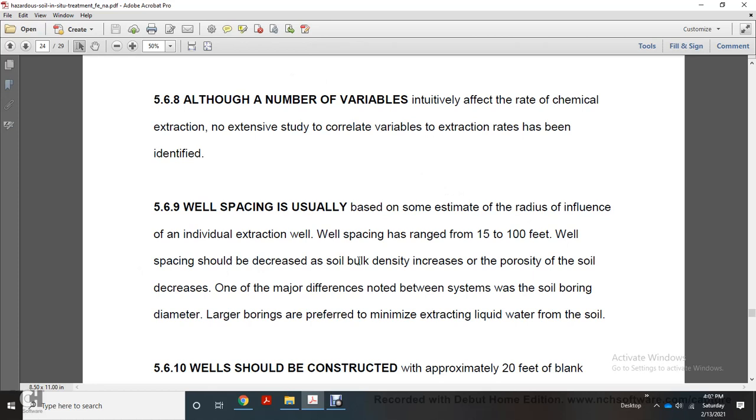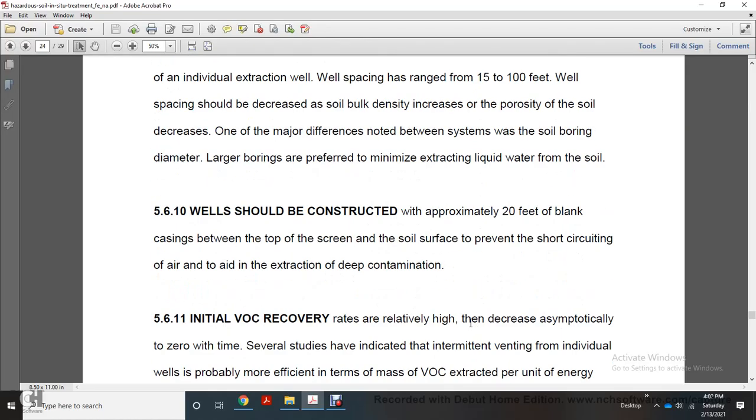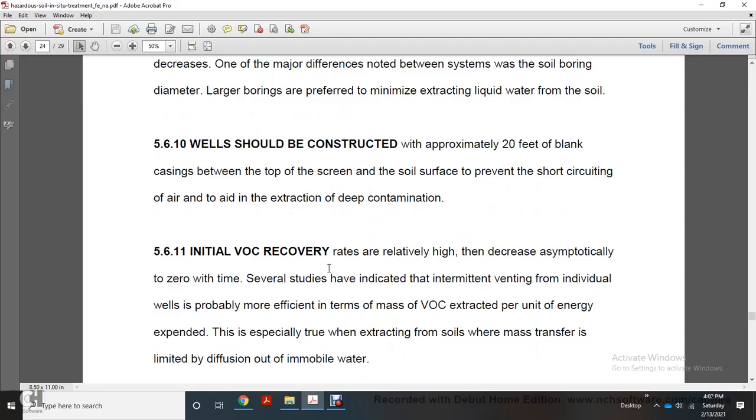Well spacing should decrease as the soil bulk density increases and the porosity of the soil decreases. One of the major differences noted between the soil systems is the soil boring diameter. A large boring is preferred to minimize extraction of liquid water from the soil. Wells should be constructed with approximately 20 feet of blank casing, with the top of the screen below the soil surface, to prevent short circuiting of air or to attract deep contamination.